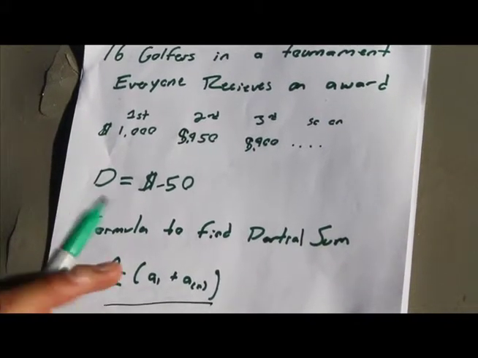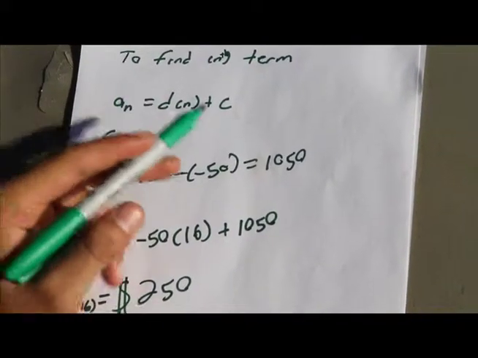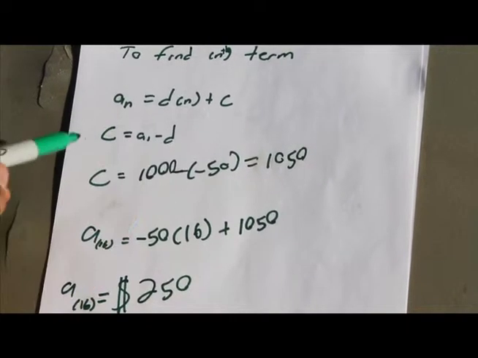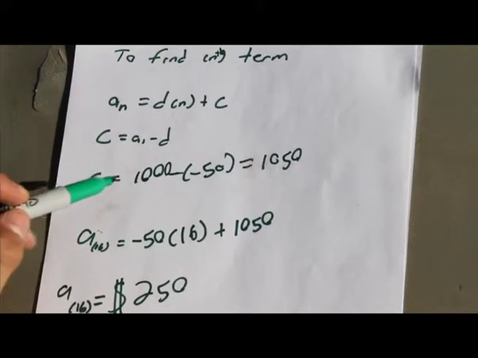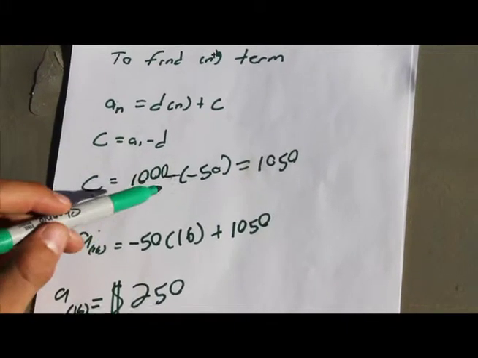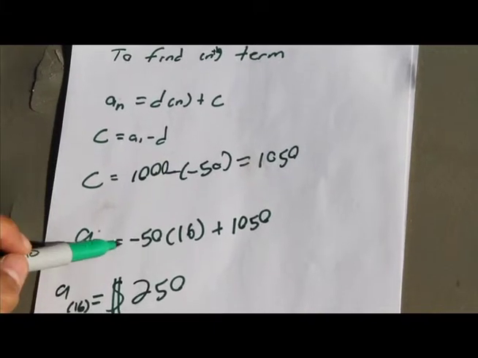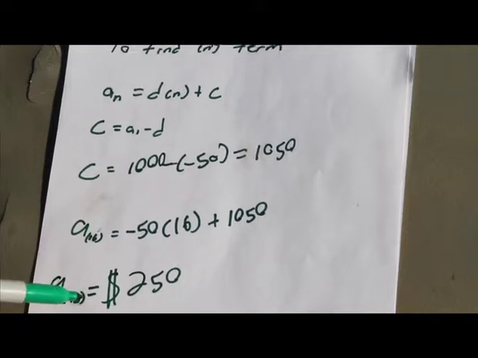Now before we can do this, we need to take a couple of steps. First we need to find the nth term, which is the 16th term. So we plug it into this equation. And first we need to find c, and c is a1 minus the difference. So that's 1,000 minus negative 50, and that comes out to be 1050. So once we do the math here, we figure out that the 16th term is $250.